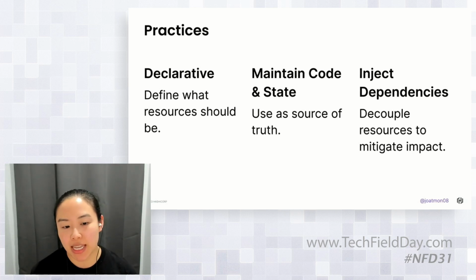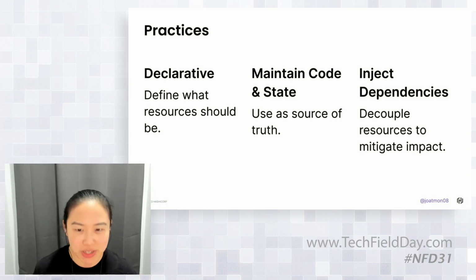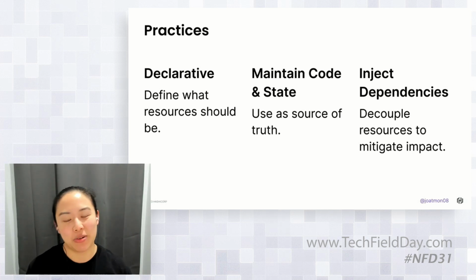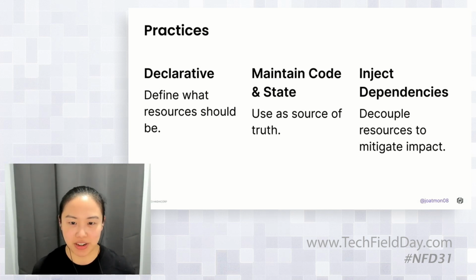You also want to think about maintaining the code and state. It's not as simple as saying I'm going to write a configuration and provision all these resources. It's a lot more complicated than that. And we'll talk about injecting dependencies as a practice. This is something I like to borrow from the software development space, but I think it's an important component to decoupling resources and mitigating impact. We all know that the network is a lower level resource in which a lot of other resources depend on it. So it makes it important to decouple it even further, especially if you plan on making changes to it.